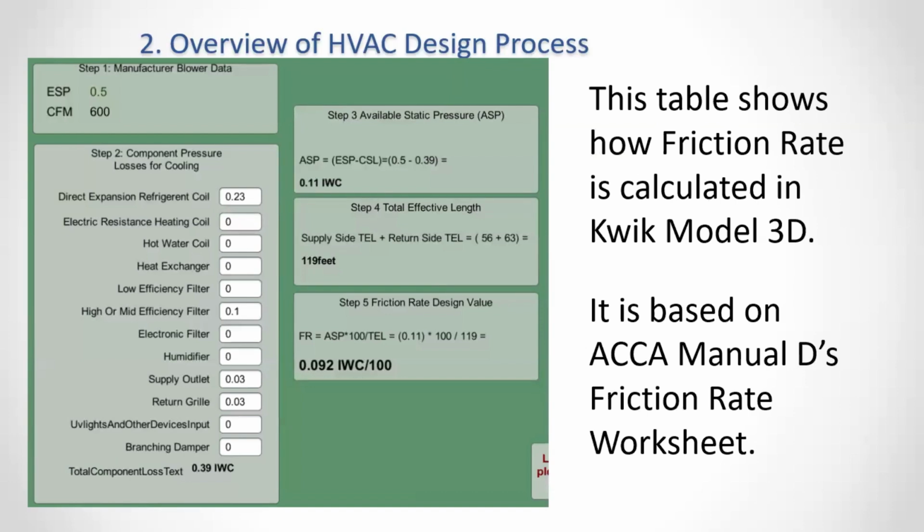This is just the friction rate worksheet that we use to calculate friction rate. If you've ever seen the ACCA worksheet, it's very similar. The friction rate is the number that you would use in a duct slide rule. Okay, you use airflow and friction rate, and that tells you duct size. Okay, next slide.